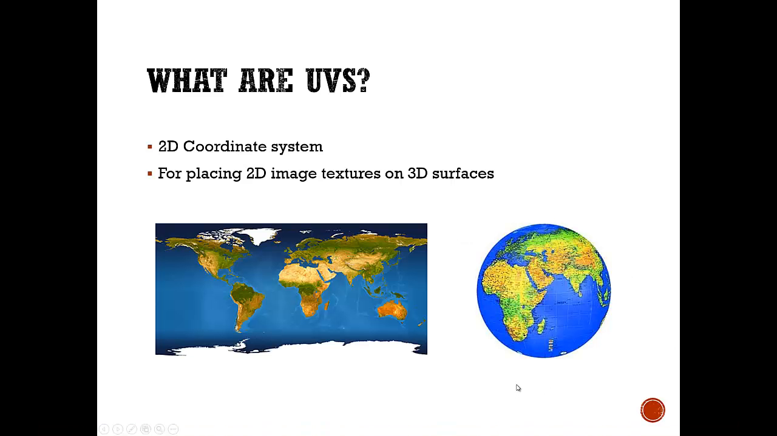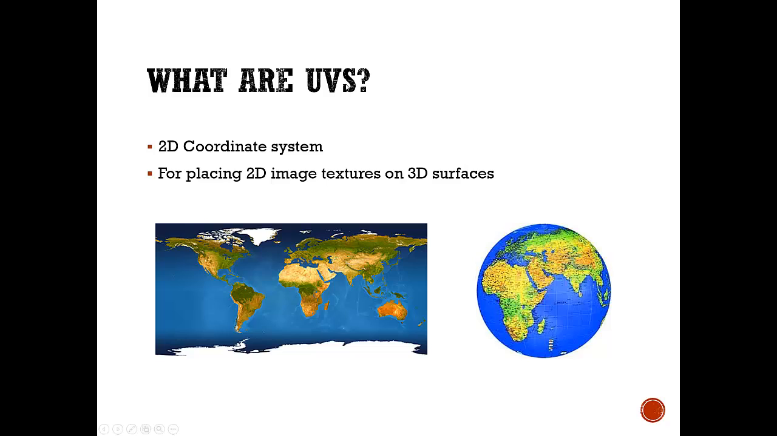So what are UVs? They're a two-dimensional coordinate system for placing images onto three-dimensional surfaces. For example, we have a two-dimensional image of the Earth, and we want to wrap it onto a three-dimensional globe. The three-dimensional globe is described in XYZ coordinate space, and basically the U and V just describe an X and a Y coordinate system. But instead of calling it X and Y twice, which might confuse things, they call it U and V.